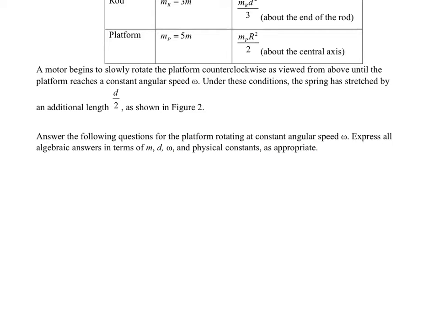So let's highlight the important things. First of all, keep in mind that we want the answer in terms of these, and that the speed is constant, that the additional length is d over 2, and that the original length is 2d.